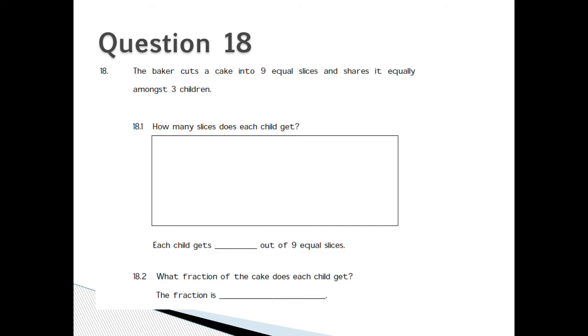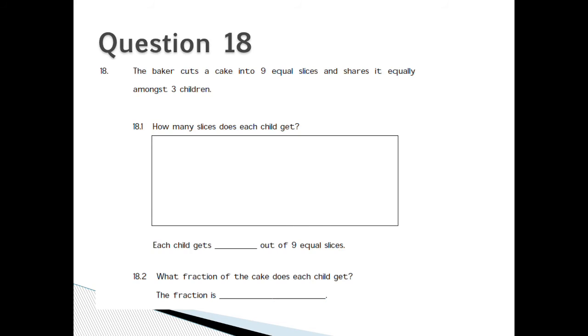18. The baker cuts a cake into 9 equal slices and shares them equally amongst 3 children. 18.1. How many slices does each child get? Each child gets how many out of 9 equal slices? 18.2. What fraction of the cake does each child get?